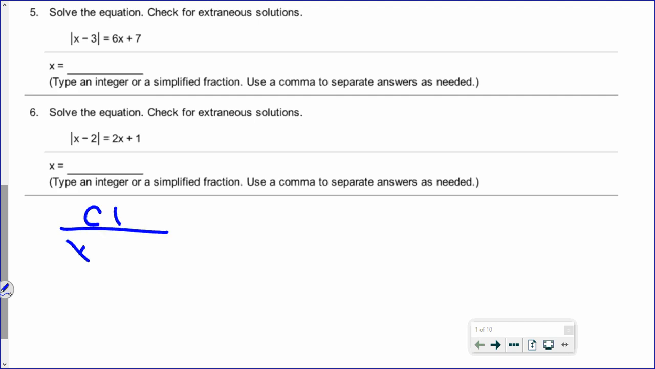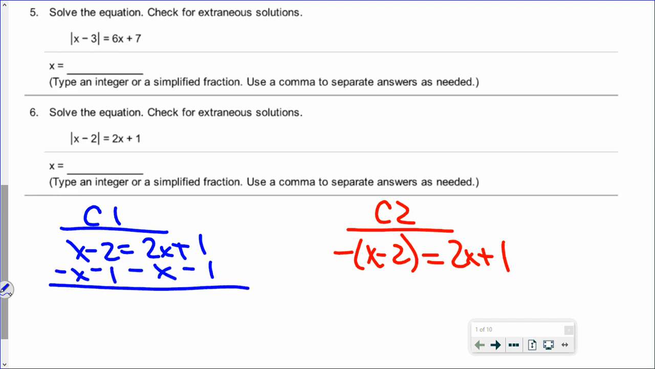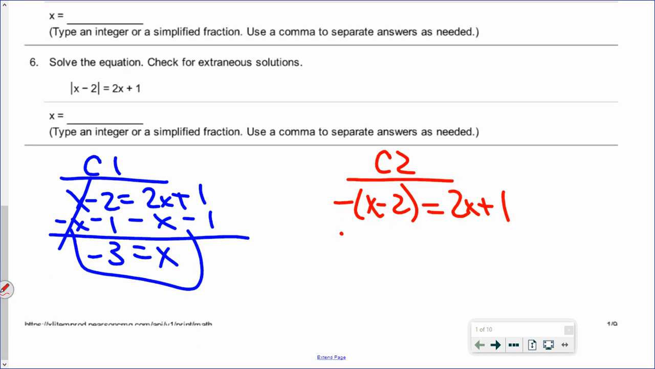So case 1 is x minus 2 is equal to 2x plus 1. And then case 2 is going to be negative parenthesis x minus 2 is equal to 2x plus 1. Doesn't matter where you put the negative as long as you distribute it. Okay? So I'm going to go ahead and subtract x and subtract 1. So that goes away. Negative 3 is equal to x.